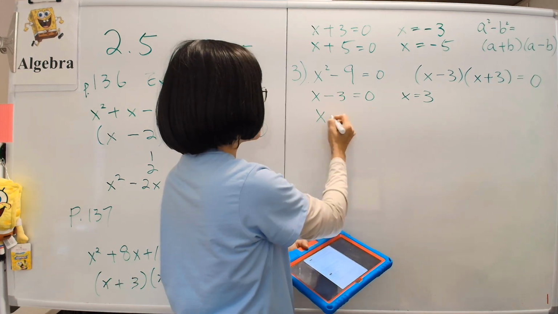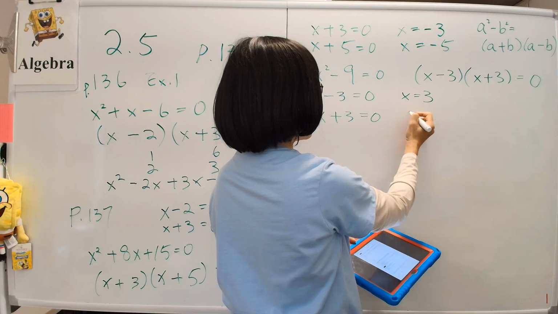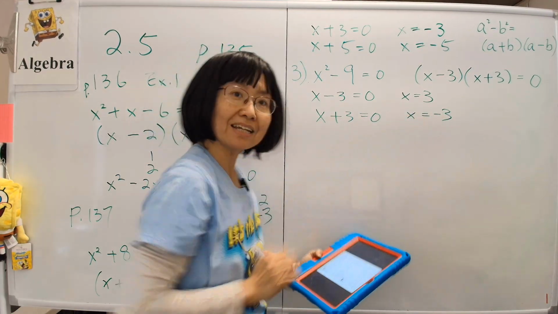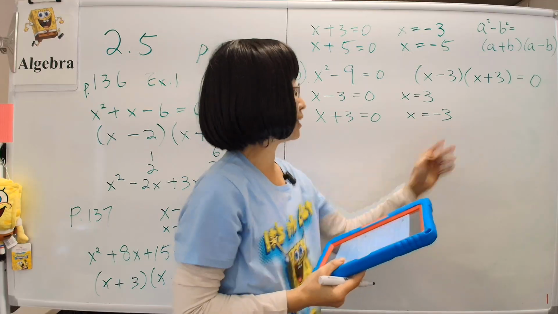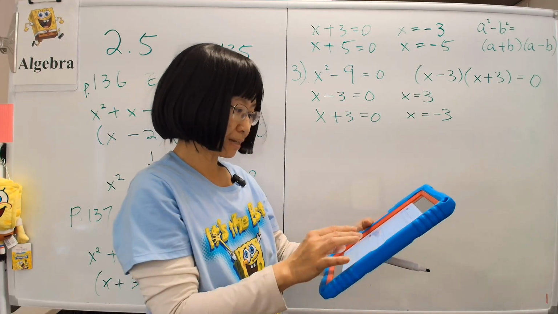Similarly, x plus 3 equals 0. That's the second one over here. And then we have x equal to negative 3 by kicking the 3 to the other side of the equation and changing the sign. And that should be the answer to example 3.